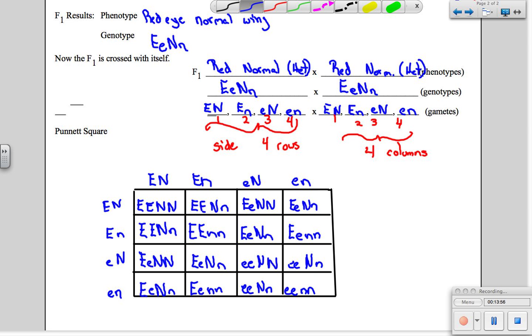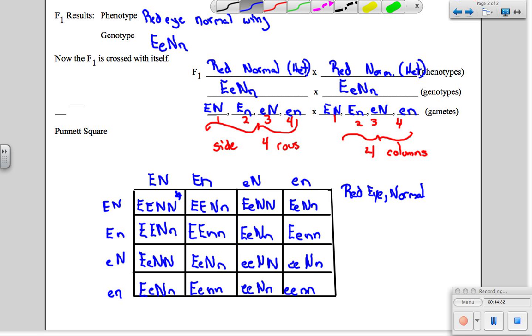All right, now that I've written out all of my genotypes, it's time to analyze my cross and figure out what everything looks like. The most useful way to do this is to start in the top box on the left-hand corner and determine what this individual looks like. Capital E's and capital N. Therefore, this individual is red eye, because there's at least one copy of the dominant red trait, and normal wings. So I'm going to go ahead and write out that phenotype over here. Red eye, normal.